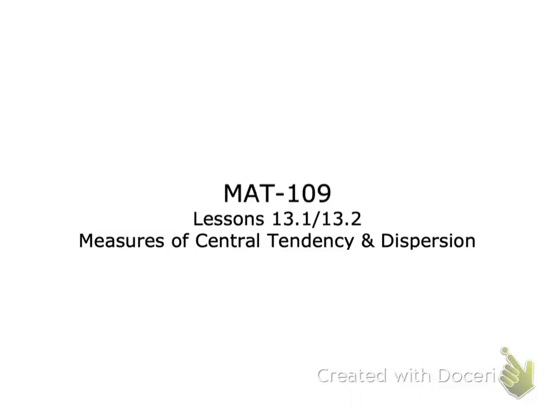For 13.1 and 13.2, we're talking about measures of central tendency and measures of dispersion. And all of this has to do with the collection of data and then analyzing that data. So when we're talking about measures of central tendency, they call it central because we're trying to find the center of the data that gives us an idea of where it typically falls. So this will be like your average, which we call mean, median, and mode.